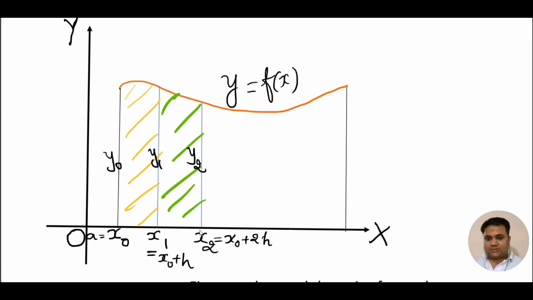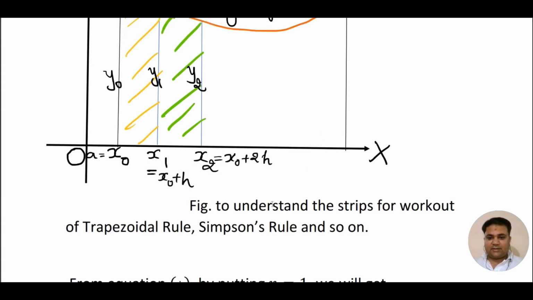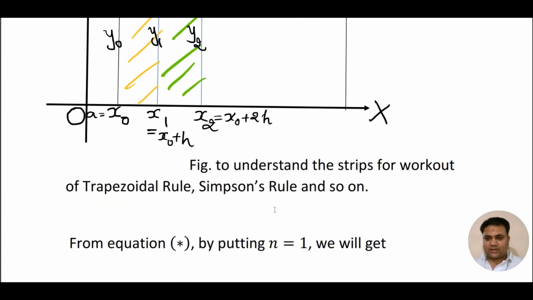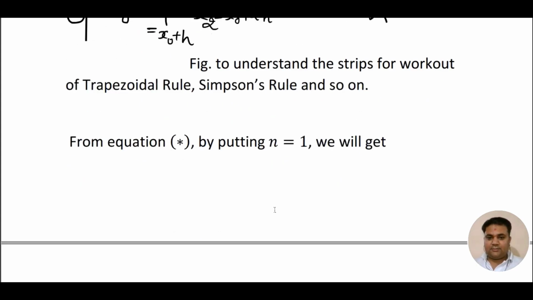Next one is x1 to x2, and then x2 to x3. In the same way, if you go for a higher number of strips till the end, you will cover the whole area under this curve y is equal to f(x). Okay, so this is a figure to understand these strips for working out the trapezoidal rule. Similarly, you can consider the same kind of strip for Simpson's rule and so on.